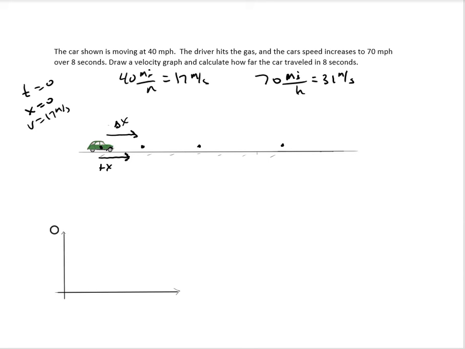So I'm going to go ahead and put a velocity vector there. There's our 17 meters per second. But sometime later, it's going to be a little larger. And then again over here, that very last one is going to be the 31 meters per second.